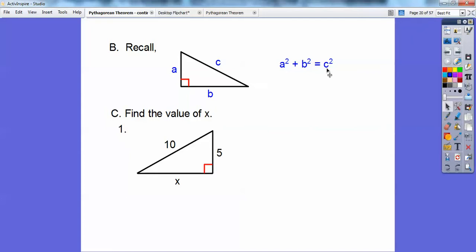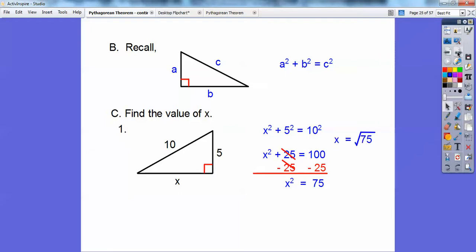So it's going to be x squared plus 5 squared equals 10 squared. Now we square 5, which is 25, and square 10, which is 100. Then we subtract 25 from both sides, and we get 75. So x is going to be the square root of 75.